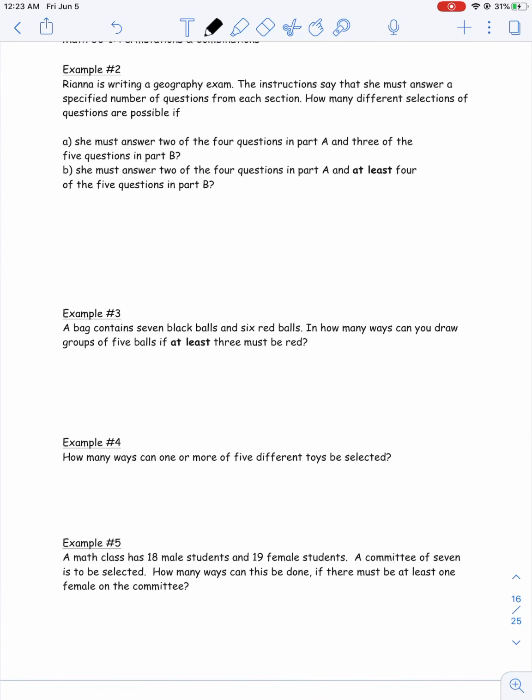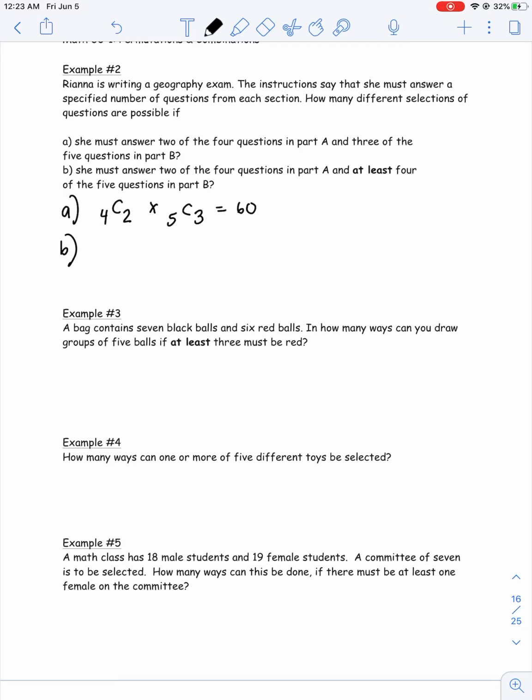Example number 2, Rihanna's writing a geography exam. The instructor says that she must answer a specified number of questions from each section. How many different selections of questions are possible if she must answer 2 of the 4 questions in part A and 3 of the 5 questions in part B? Okay, so for A, all we have to say is from 4, we're choosing 2. And then for part B, from 5, we're choosing 3. If you put those into your calculator, you should get 60 as the answer.